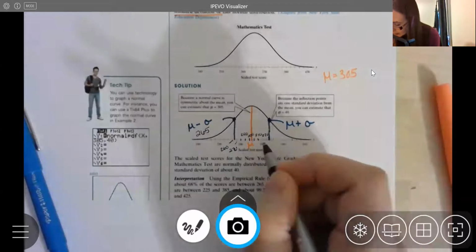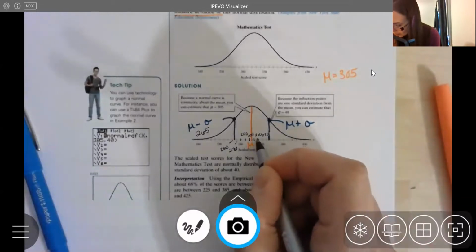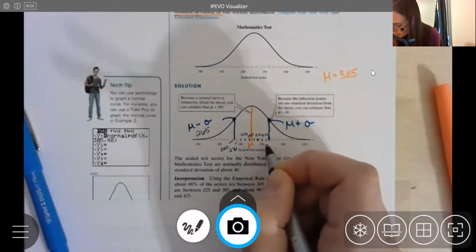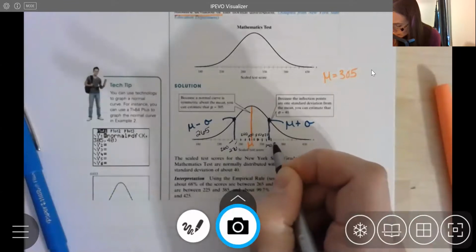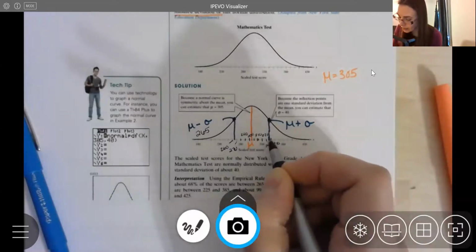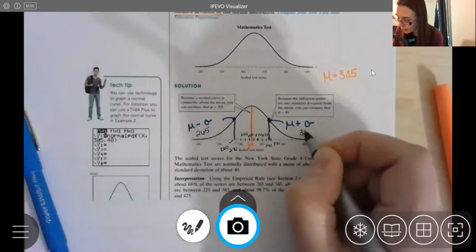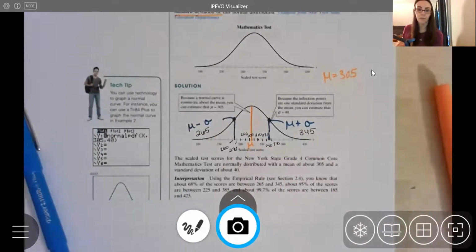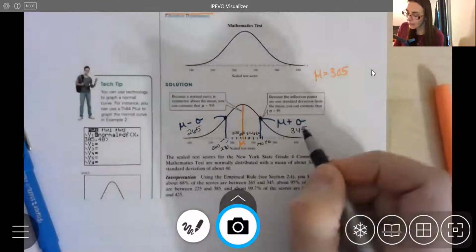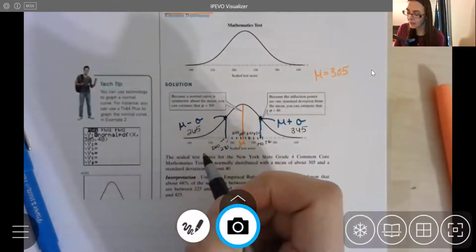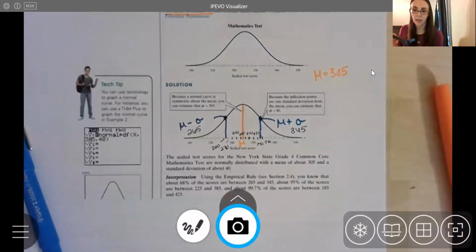And then on this end, we have 320, 330, this is 340, and then this one is 350. So again, it's right in between, so it looks like it's at about 345. So we're just estimating here. Now, that 345 and that 265 is the mean, either plus or minus the standard deviation.